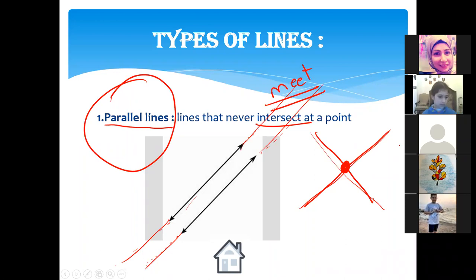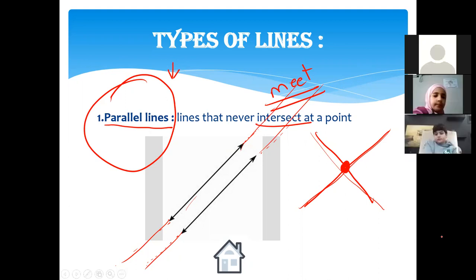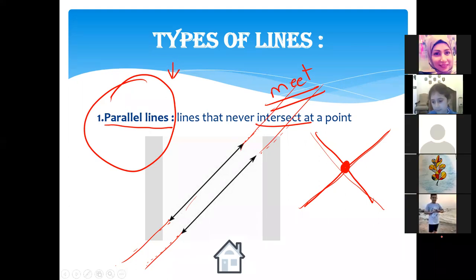Okay? Repeat, please. When do we say two lines are parallel? The lines are parallel because they never meet at a point. Excellent. They never meet at a point and they are facing each other.